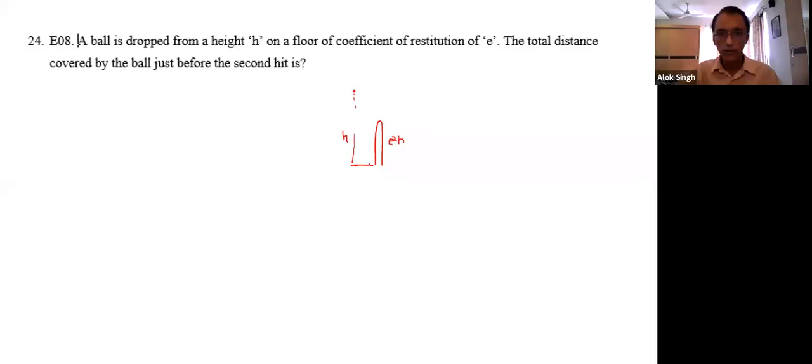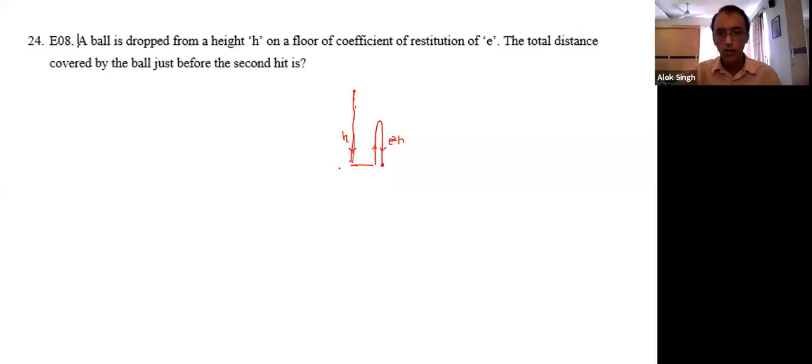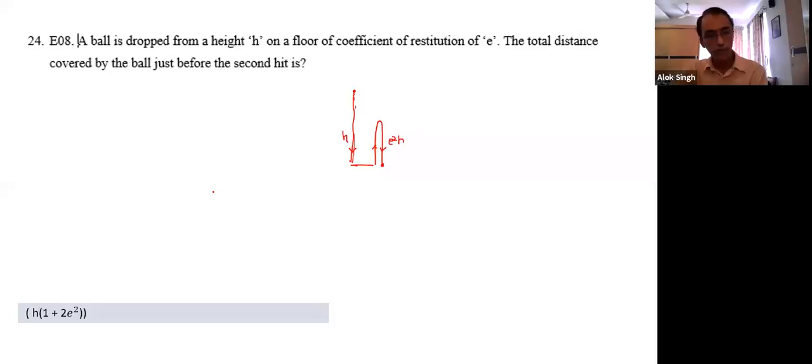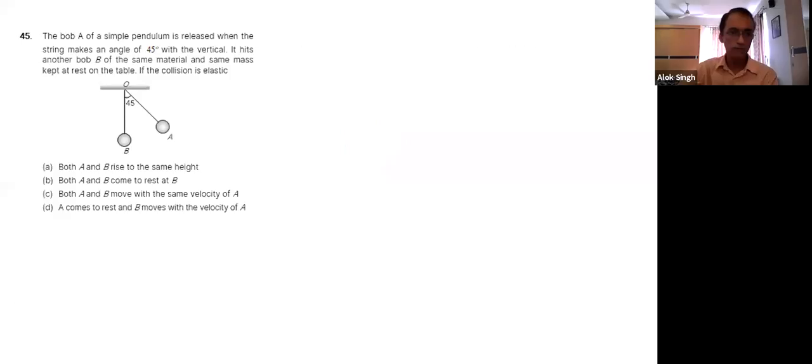So this is the first impact, and this is the second impact. What is the distance it has traveled? Distance traveled is this distance plus this distance plus this distance. How much is the total distance? h into (1 plus 2e square). Perfect. This is an easy question. You could have done it very easily within a few seconds. Very good. Let's look at the next question.